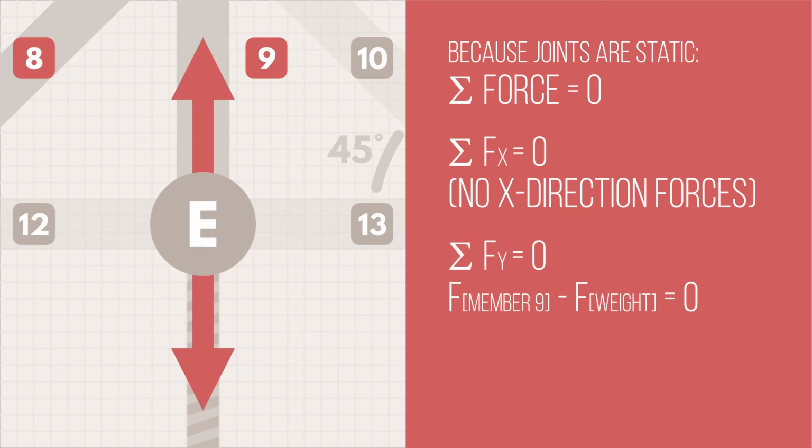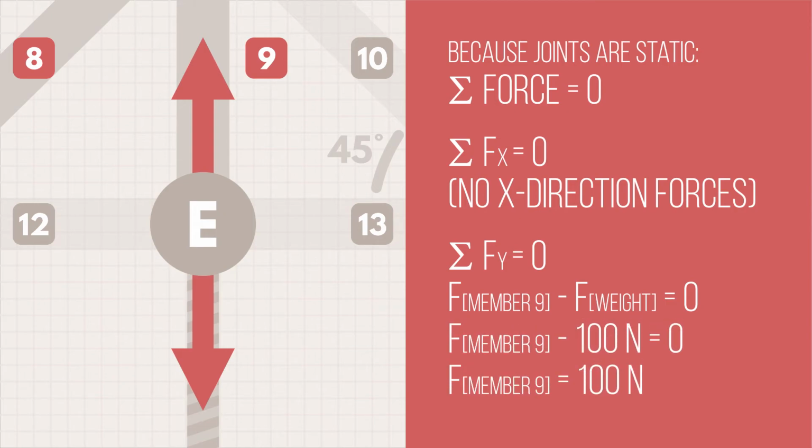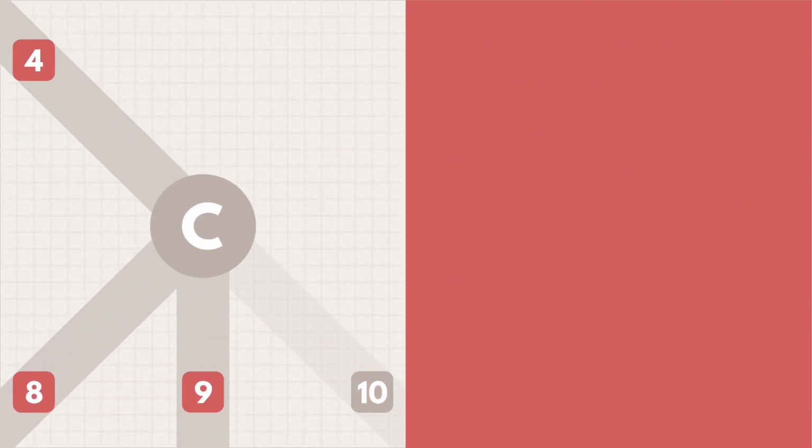We assume that the member forces point away from the joint, meaning that they are in tension. If they turn out to be negative in the calculations, it means that the member is actually in compression and that the member force points towards the joint. By convention, upwards and rightwards are positive. Solving the equation tells us that the force acting on member 9 is 100 newtons, and that member 9 is in tension. Now, let's move on to joint C.